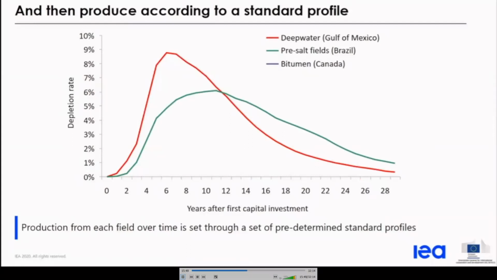And shown here, we look at some examples from deepwater US, pre-salt deepwater Brazil, and you can see the differences there based on historical time to invest, develop, and bring on initial production. And then also an example of bitumen mining from Canada, which you can see takes some time to invest and begin production, but then has quite a slow and long plateau. These outputs are what define the production side in the supply module.